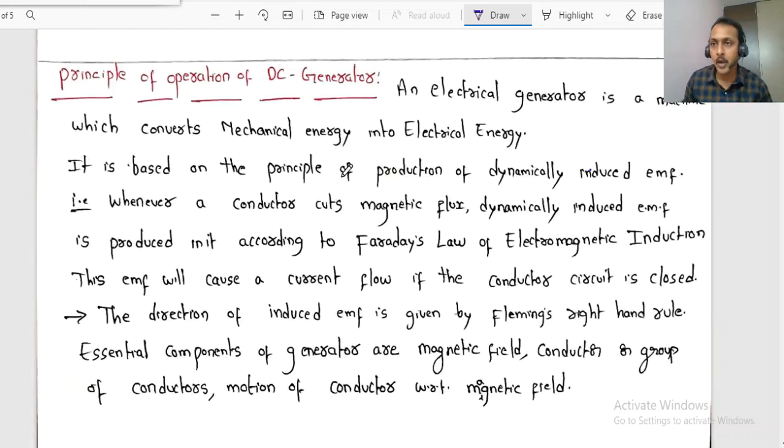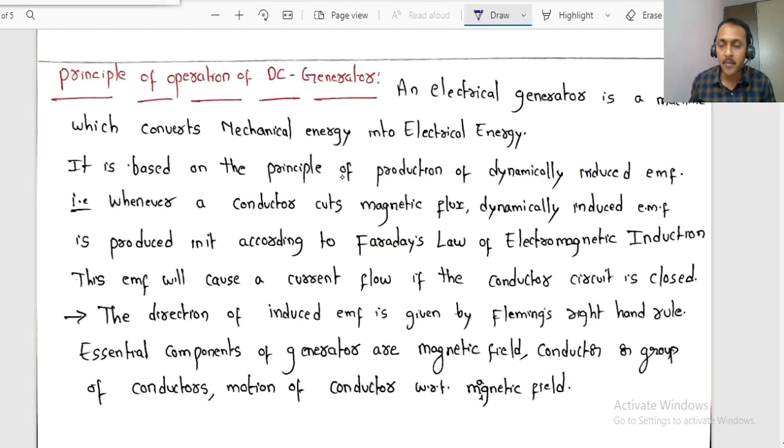In this video, we are going to discuss the principle of operation of the DC generator. A DC generator is a machine which converts mechanical energy into electrical energy. It is based upon the principle of production of dynamically induced EMF. That is, whenever a conductor cuts the magnetic flux, a dynamically induced EMF is produced in it according to Faraday's law of electromagnetic induction.